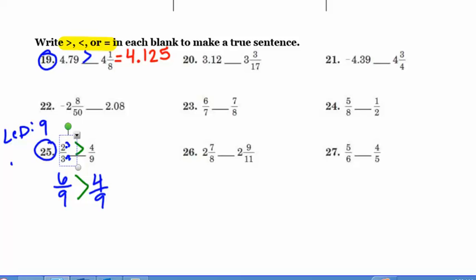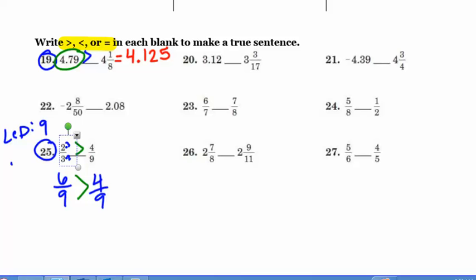Another strategy would be to convert the fractions to decimals. So that you have a preference there. We also could have converted 4.79 into a fraction as well. So you have a few different options here as well.